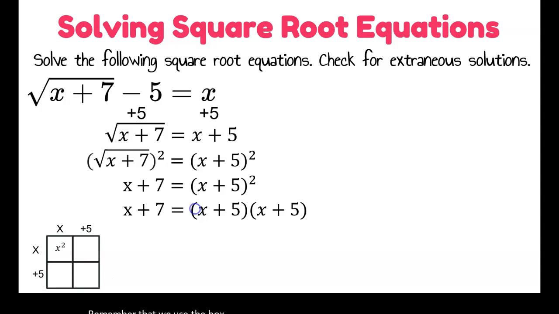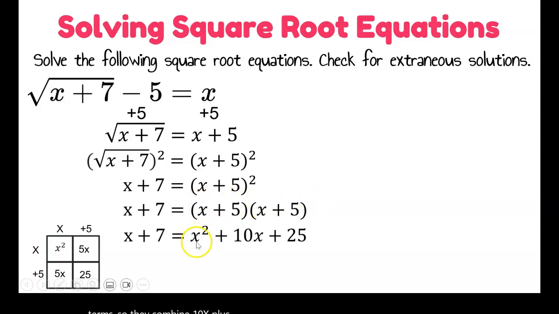X times x is x squared. X times 5 is 5x. 5 times x, 5x. And 5 times 5 is 25. All right, so really what this ends up becoming is x squared plus 10x, because these are like terms, so they combine, 10x plus 25. So this side of the equation stays the same. Nothing has happened, but this side ends up changing. X squared plus 10x plus 25. So this is coming from here.